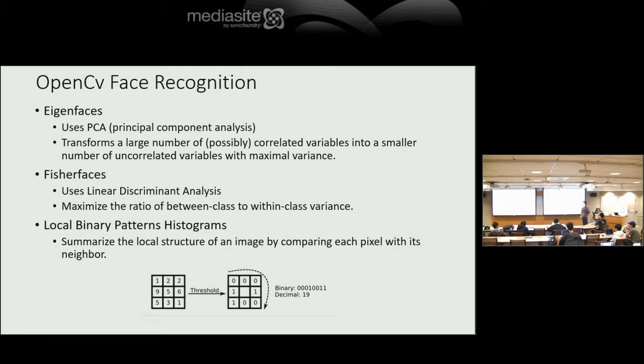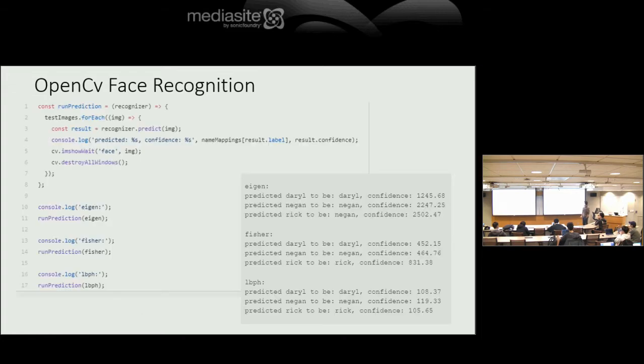So those are the brief overview of the three that OpenCV offers. And so here it is in JavaScript. Here's running the predictions. We've trained the recognizer for a few faces, and then you run the prediction, and then this is, as far as my understanding, the equivalent of a lambda in JavaScript, and it's just printing out what face it recognized and the confidence it recognized it with.